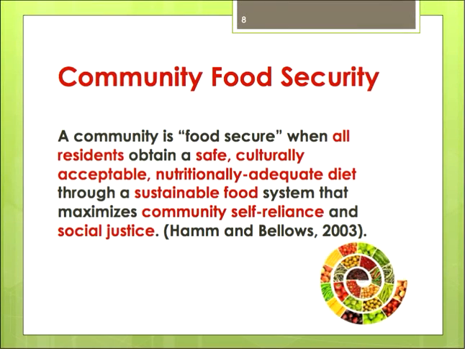So focusing on community food security, because the evaluation guide is about evaluating outcomes of community food action, I wanted to focus on the definition of what we mean by community food security. Focusing on the Hammond-Bellows definition, which many people in community use. It speaks to a community that is food secure when all residents obtain a safe, culturally acceptable, nutritionally adequate diet through a sustainable food system that maximizes community self-reliance and social justice.